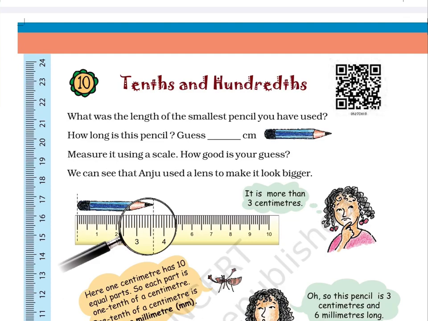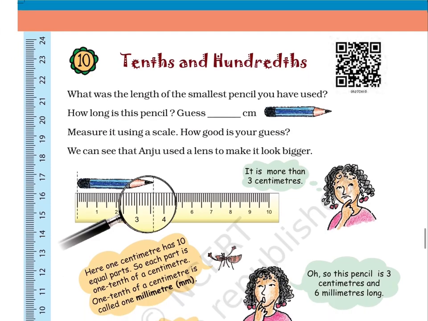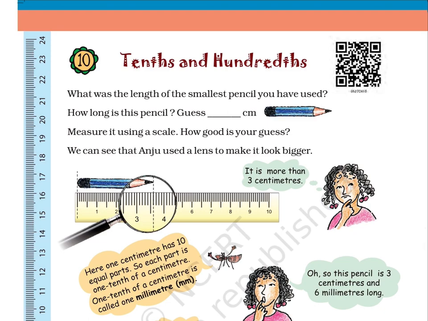CIET NCERT presents Audiobook of Mathematics for Class 5 entitled MATHMAGIC 5. This is the chapter 10, Tenths and Hundredths. Part 1. Page 134. What was the length of the smallest pencil you have used?